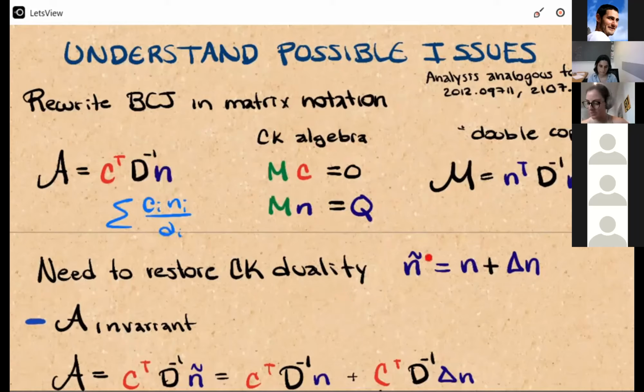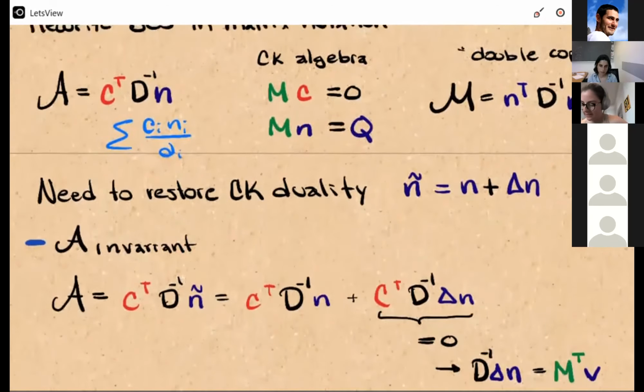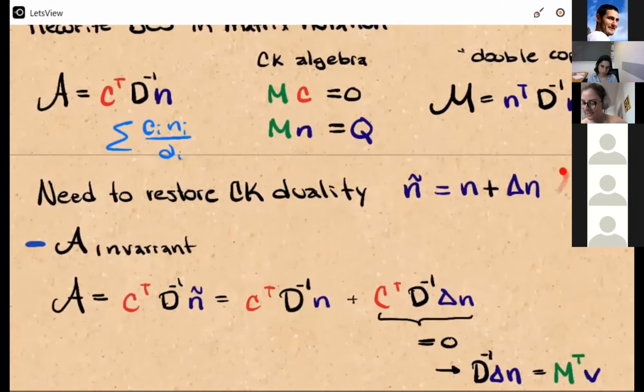So as I did before, you define this tilde with this delta N shift. So now the first requirement for this delta N shift is that you want this amplitude over here to stay invariant. And here I'm calling it A as the amplitude, but you can also think of it as the correlator that I was talking about before. So you basically plug in your N tilde, and you're going to find that you need this extra factor on delta N to be 0.